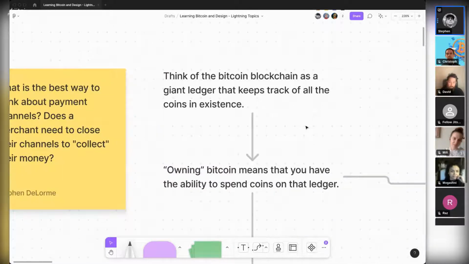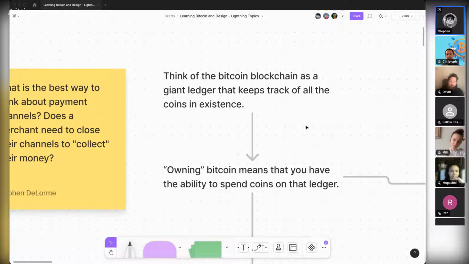I like to think of the Bitcoin blockchain as a big giant ledger that keeps track of all the coins in existence. And when I say coins, I'm using that word so that we don't have to use the really unfriendly term, which is UTXO, unspent transaction output. I'm just going to say coins instead, because I think that's a little easier to understand. A coin is just a discrete unit of Bitcoin that's recorded in the ledger.